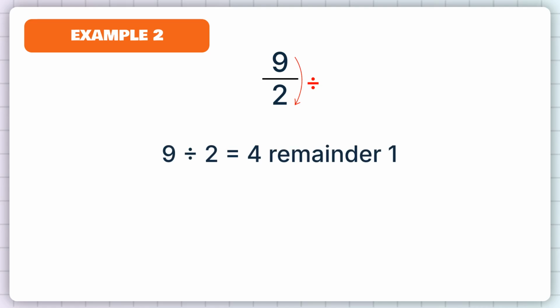Now, let's convert 9/2 to a mixed number. First, divide the numerator by the denominator to find the whole number part. 9 divided by 2 equals 4 with a remainder of 1. The quotient is the whole number part, and the remainder is the new numerator. We keep the same denominator, so 9/2 equals 4½.